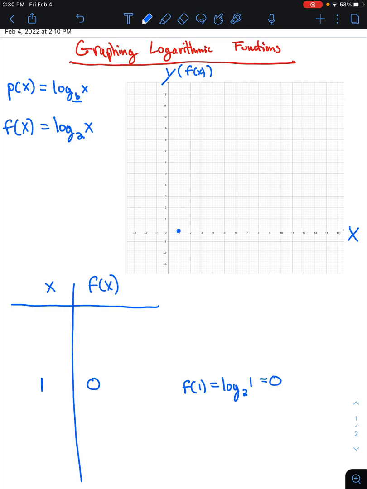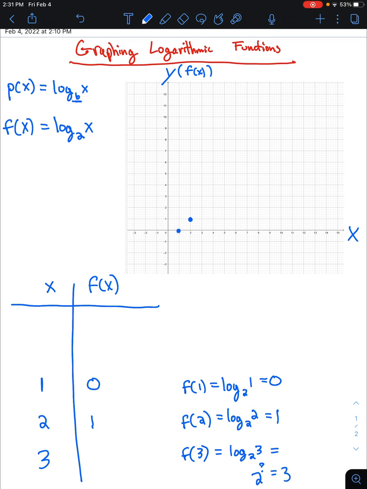Okay. Now I'm going to plot 2 as my input. So I'm going to take f of 2 is equal to log base 2 of 2. And this is saying 2 to what power is equal to 2. Well, 2 to the first is 2. So I put in 1 as the output, and I plot my point, (2, 1). And I'm going to do one more point like this. So I'm going to say 3, and we can put f of 3 is equal to log base 2 of 3. And this is asking 2 to what power is equal to 3?